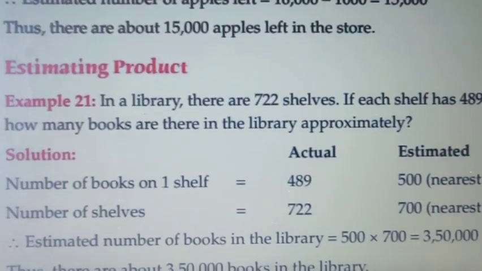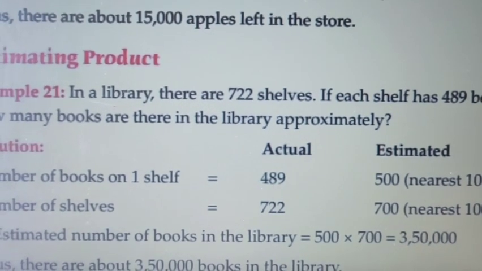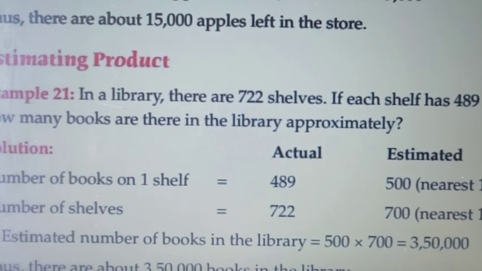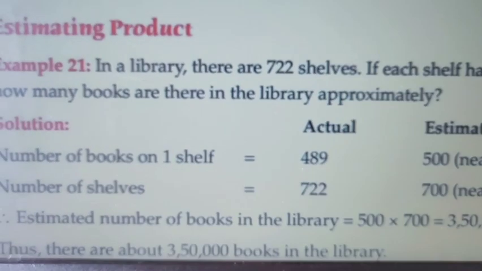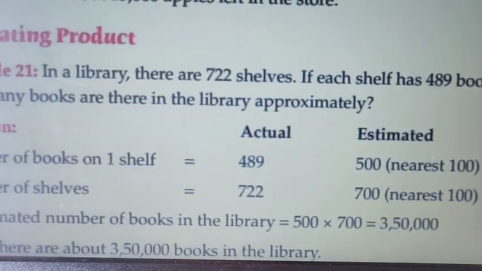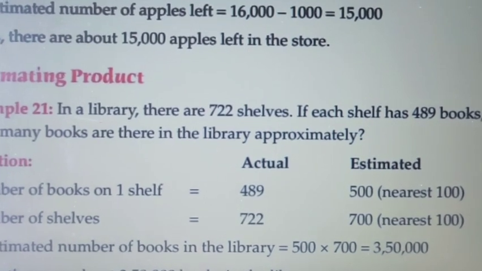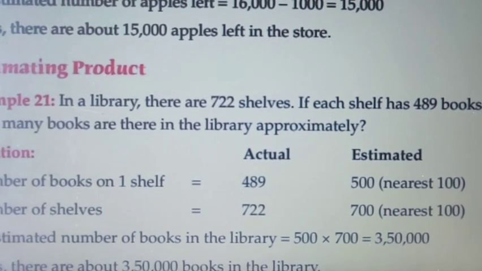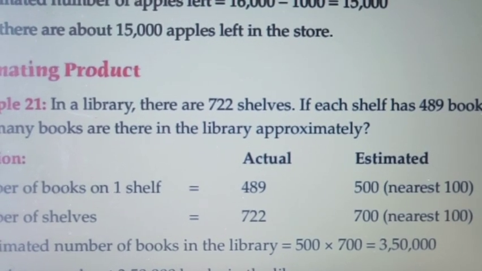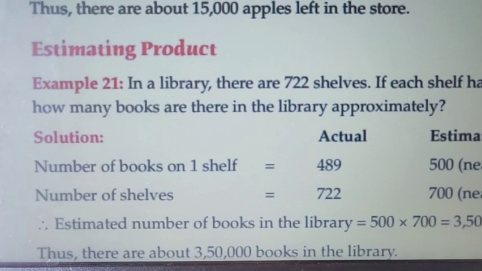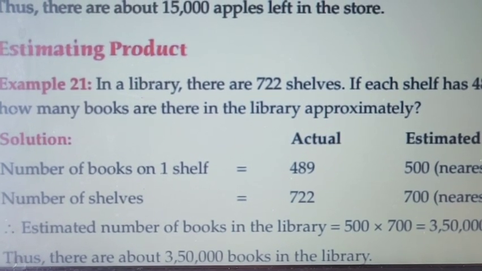Next, number of shelves is equal to 722. 722 make it nearest 100. So the value will be 700. Therefore, estimated number of books in the library. We have to multiply. This is estimating product calculation. Okay. So 500 multiplied by 700 is equal to 350,000. Thus, there are about 350,000 books in the library.